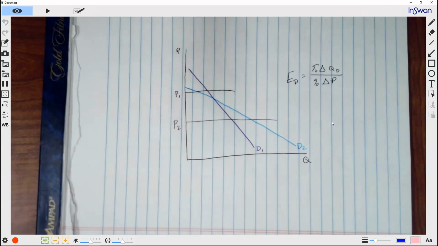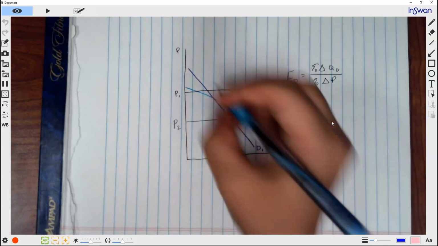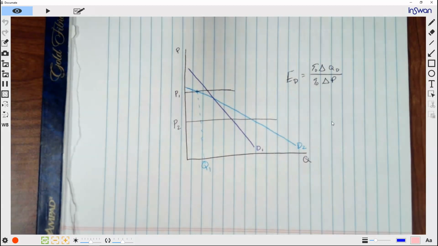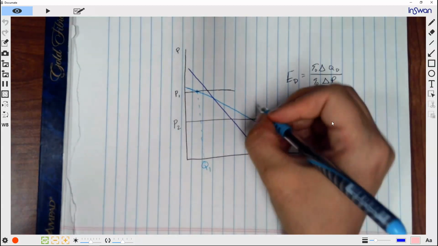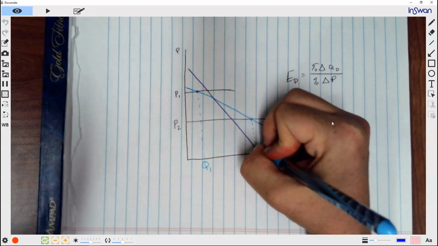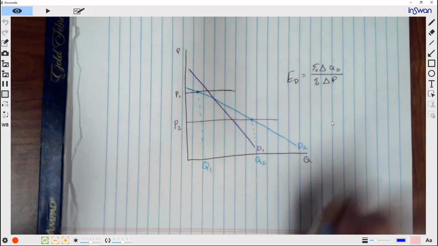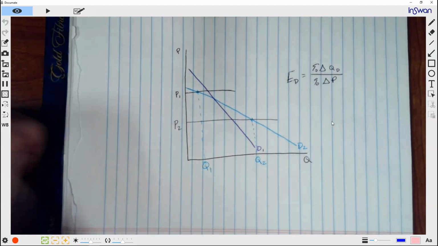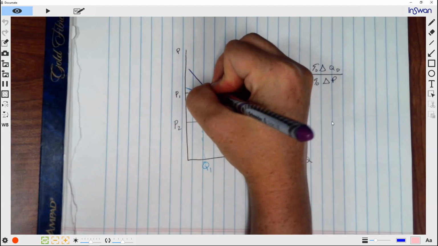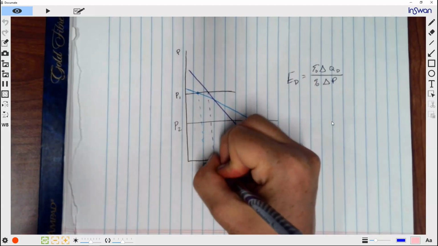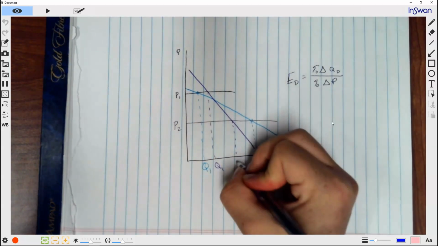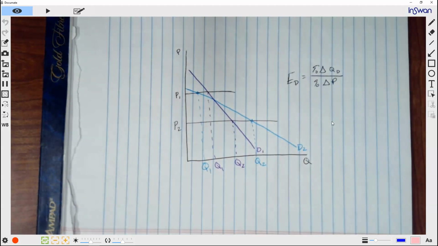So let me get my blue pen here. For the blue demand curve at P1, we have a quantity demanded here. That's our blue Q1. And at P2, if we follow that second price line out to the blue demand curve, we have a quantity demanded here, the blue quantity 2. Now, for our purple curve, exactly the same two prices. So at P1, we have a quantity demanded here at our purple Q1, and at P2, we have a quantity demanded here at our purple Q2, right?